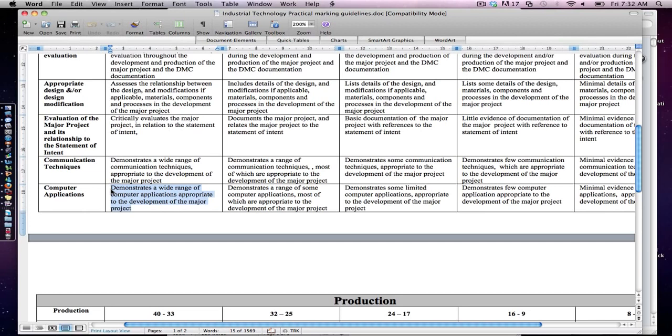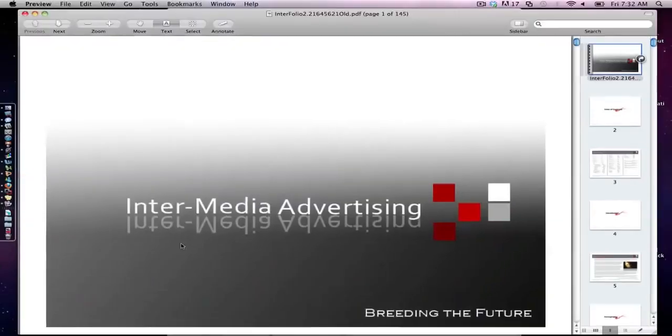So timber, plastics, multimedia, everyone. So it's really important that you show this not only in your major project, but also in your portfolio as well. So how do we do that? First thing you need to look at is the design of your portfolio.